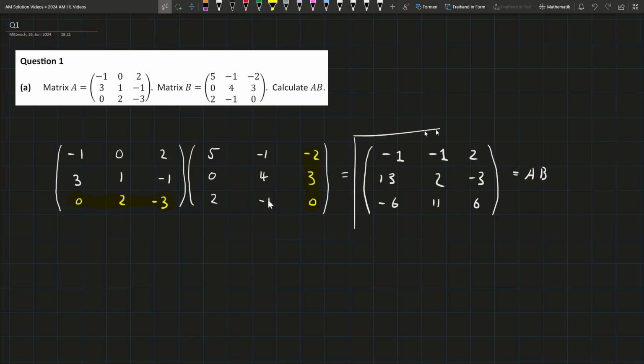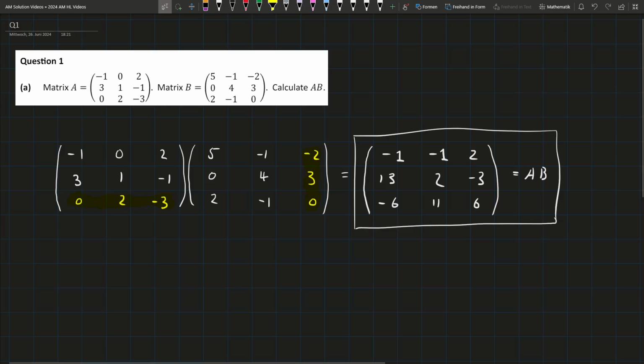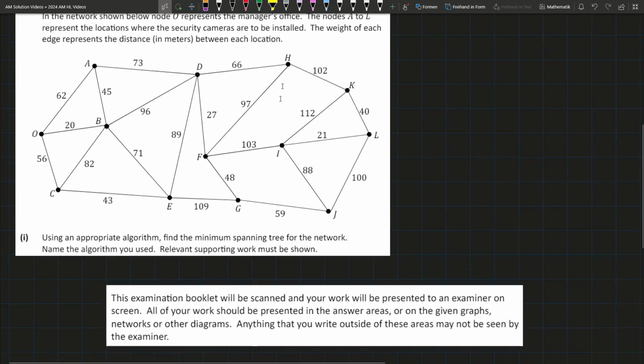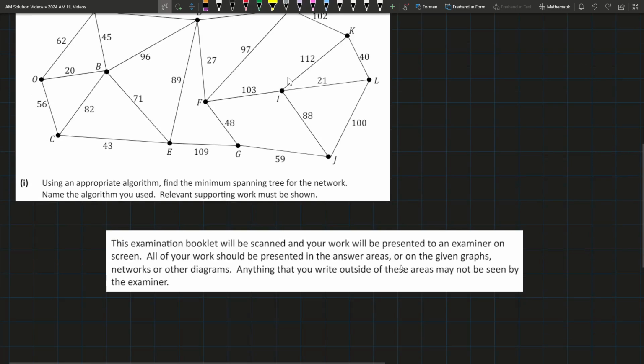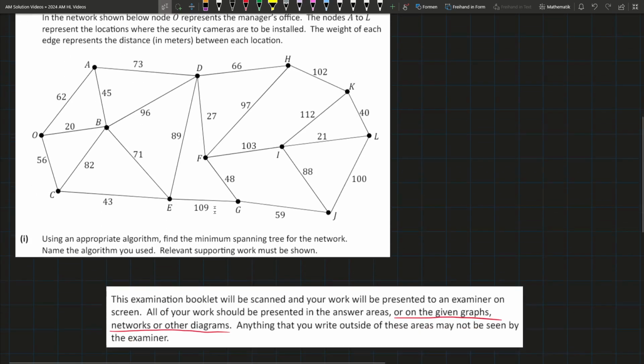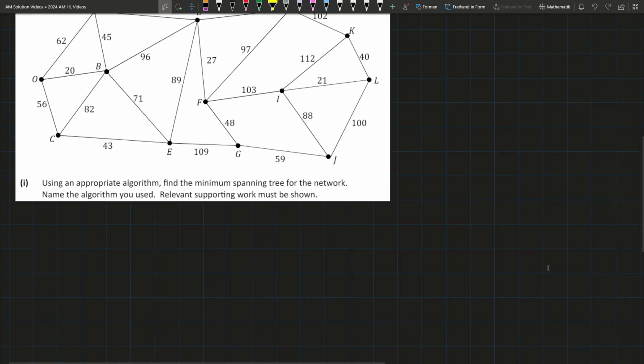Matrix A times B. Make sure that you don't accidentally multiply them the other way around, because matrix multiplication is not commutative. Part B then is finding the MST of a network. So it says to use an appropriate algorithm, find the tree, name it, and then show your work. So in terms of showing the work, it says at the start of the exam that you can give your answers on the given graphs, networks, or diagrams. Your work should be on those. So I would recommend that you do your work on the diagram to save time instead of drawing it all out again. So that's what I'm going to do here.